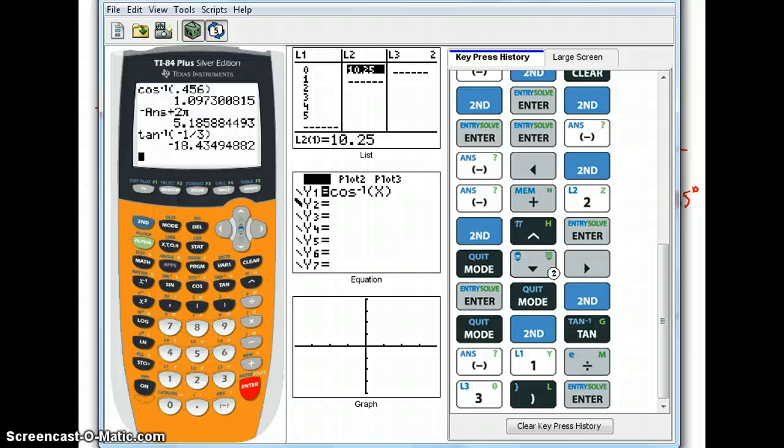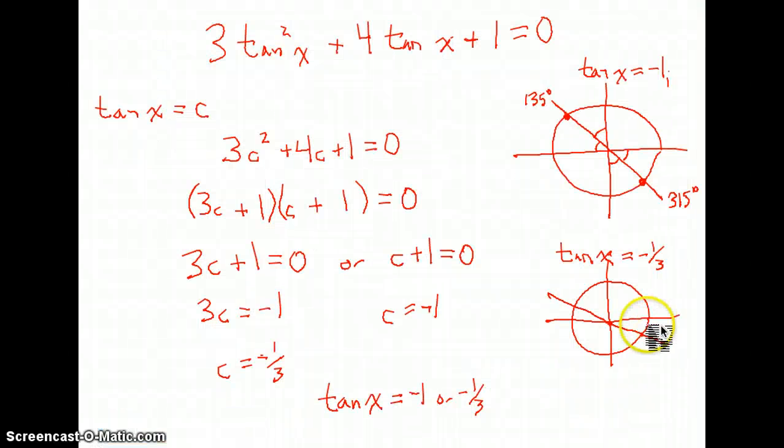Great. In degrees, that would be this one down here. Negative 18.43 degrees. That is a possible, and that's approximate. I'll write here what I did. I did the inverse tangent of negative 1/3. And I got negative 18.